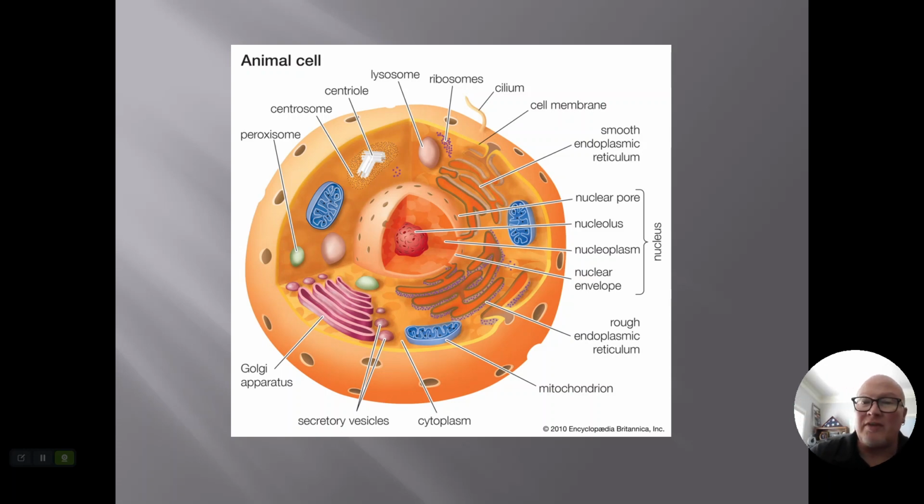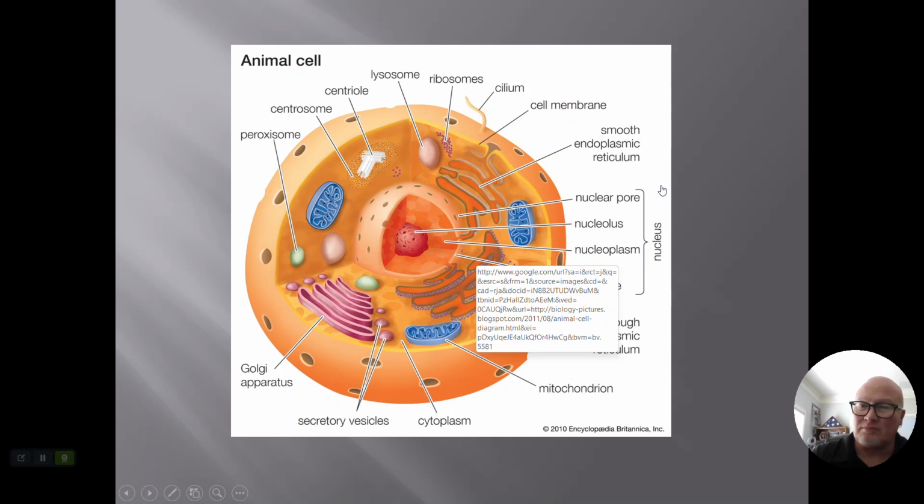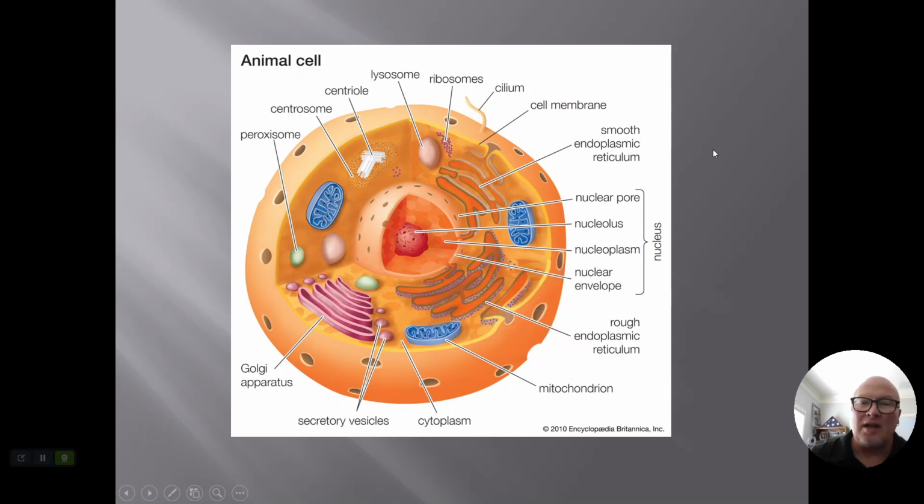We have smooth and rough endoplasmic reticulum. We have mitochondria, we have Golgi apparatus, we have peroxisomes and lysosomes and secretory vesicles and whatnot, centrioles. So we have all of these different organelles that are inside this animal cell. Now remember, what was the term that we use for the whole domain of organisms of cells that have a nucleus and membrane-bound organelles? That would be eukaryotes, right? Eukaryotic cells, because we're in domain Eukarya.